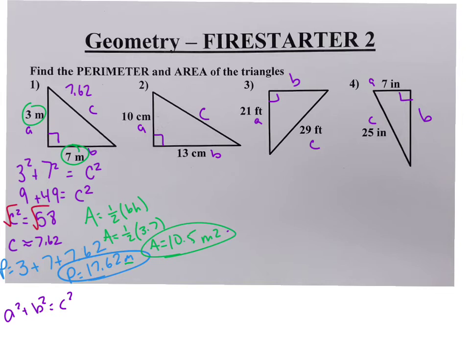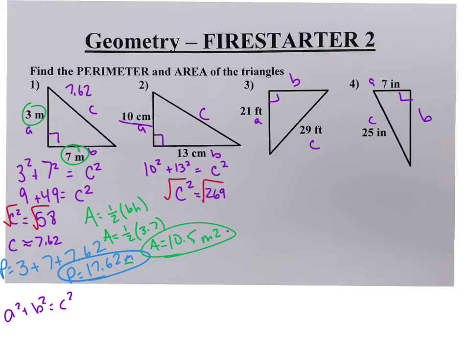2, exact same concept. So the purple writing is Pythagorean theorem. So I'm going to do a squared plus b squared equals c squared. So I'm going to do 10 squared plus 13 squared equals c squared. Well, we don't know what c squared is, so I have 10 squared plus 13 squared. That's 269. So c squared is going to be 269. Remember, to find out what the actual length is, I have to square root it.